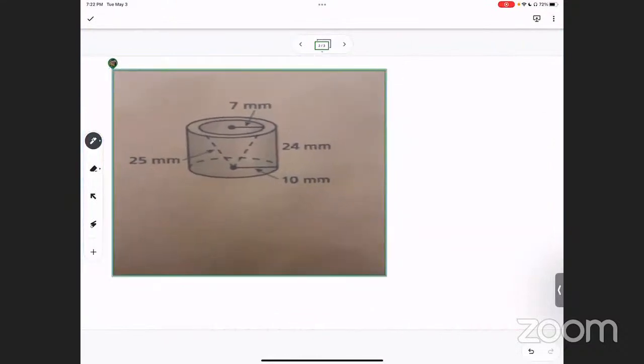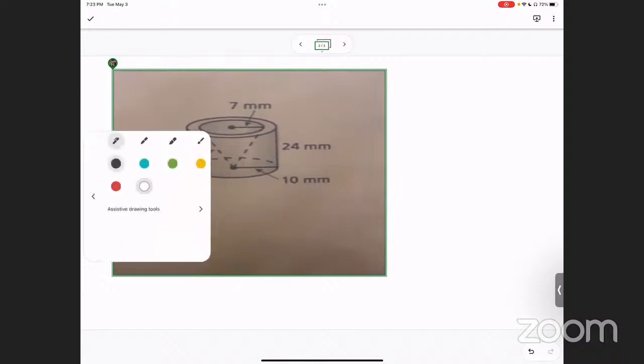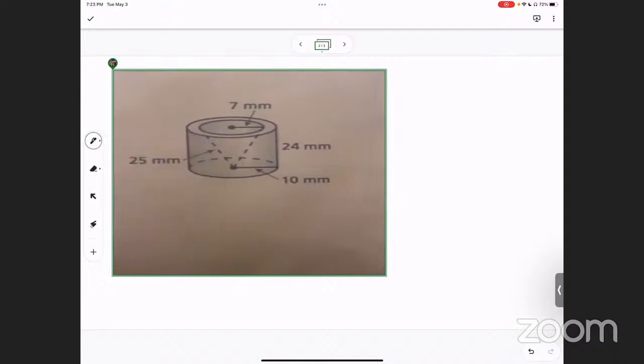Okay, so do we want volume or surface area? Still surface area. Okay, so there's a couple things we're gonna have to do with this one. First of all, we're gonna take the surface area of the cylinder, the full cylinder. What's the formula for that? 2 pi r height plus 2 pi r squared.